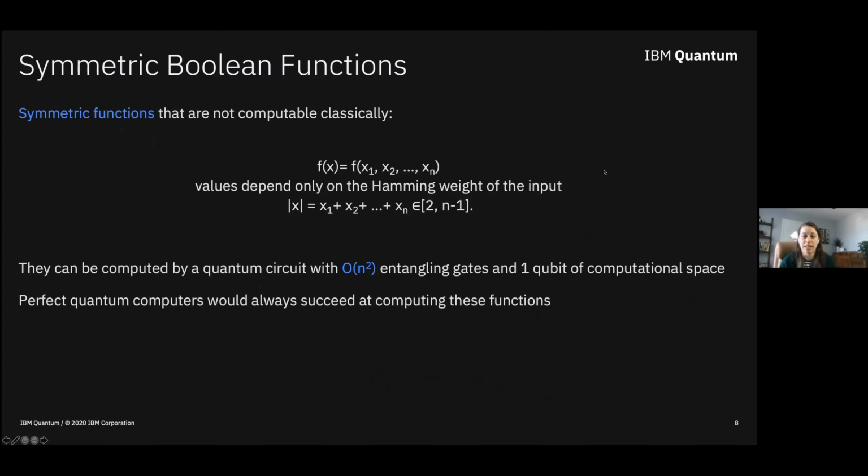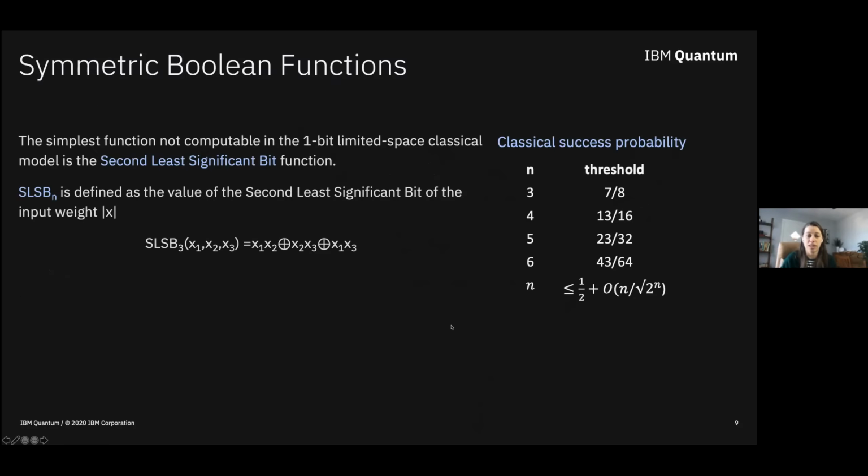So specifically, the functions that we're looking at are symmetric functions that are not computable classically. Symmetric functions are defined as functions where the output only depends on the Hamming weight of the input. And these functions can be computed by a quantum circuit with order n squared entangling gates with this one single qubit of computational space. In fact, a perfect quantum computer would be able to do this perfectly, but we have noisy systems. So what we wanted to look at was, can we beat the classical thresholds for computing these functions?